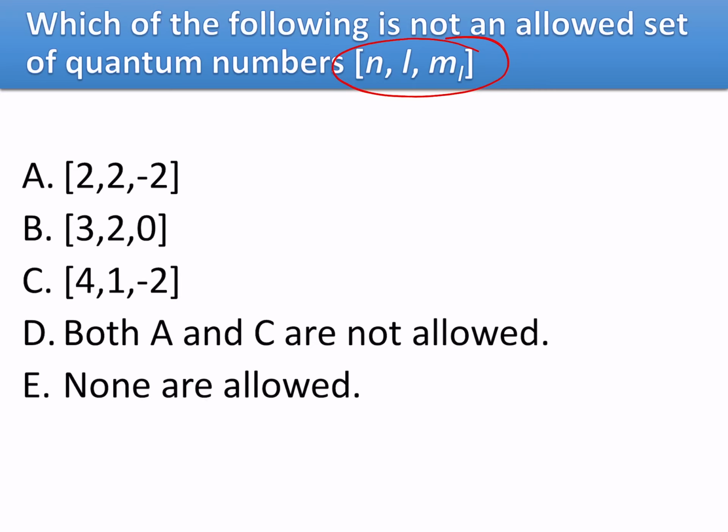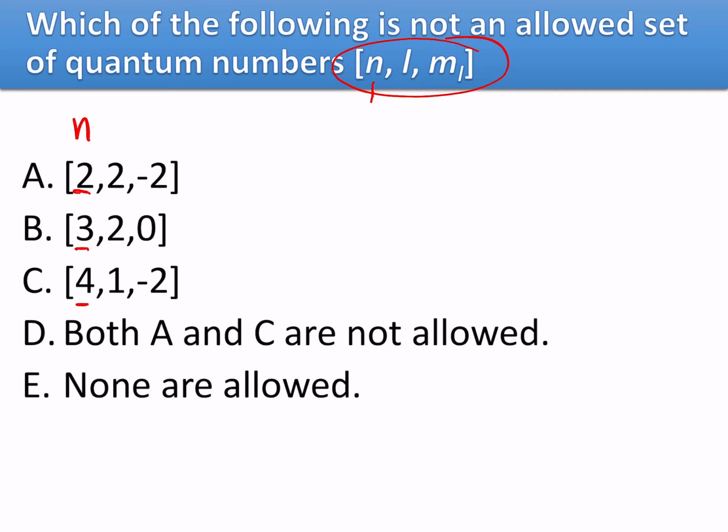So the first number would be n, so this column here is n. And unless you see a negative number or 0, you're going to be good with any number that you see there. So you have a 2, a 3, and a 4, and that's perfectly valid. So just by looking at the principal quantum number, you cannot spot anything that is out of the ordinary or that is not allowed. Okay?